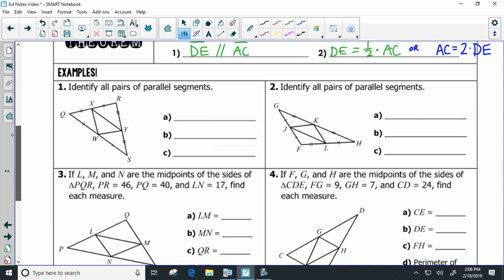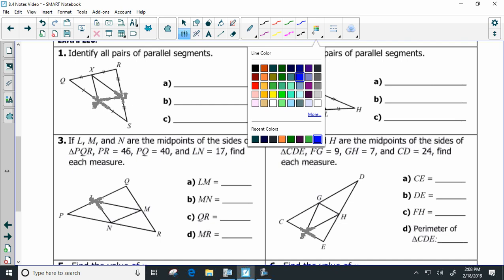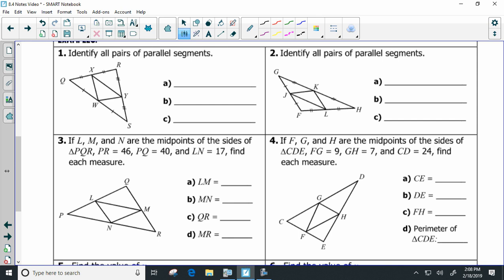All right, let's jump into some examples now. In question 1, it says identify all pairs of parallel segments. So I can see that X is a midpoint, Y is a midpoint, and W is a midpoint. So I have a whole bunch of mid-segments. I'm going to start with the first mid-segment, right here.